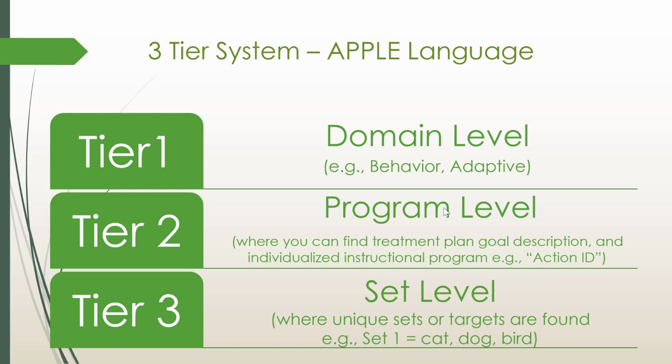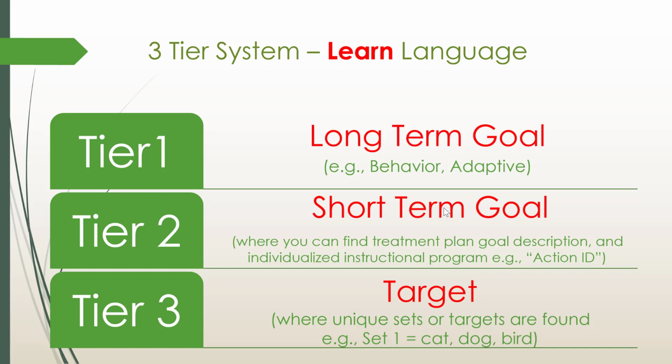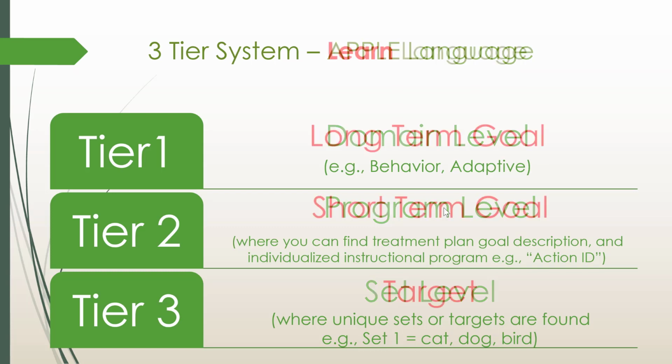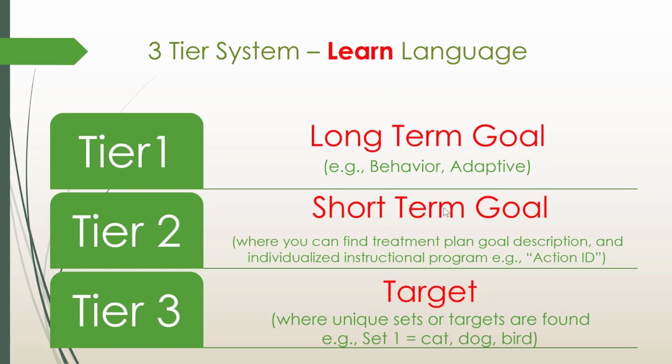Now moving on, we want to see the same thing, but we want to look at it in terminology that's new to us. So in the Learn system, Tier 1, which is the domain level, is actually called the long-term goal, but it still is the domain. But in terms of what it's referred to and how you see it in the system, it's referred to as the long-term goal. The domain is the long-term goal, and that is the first tier.